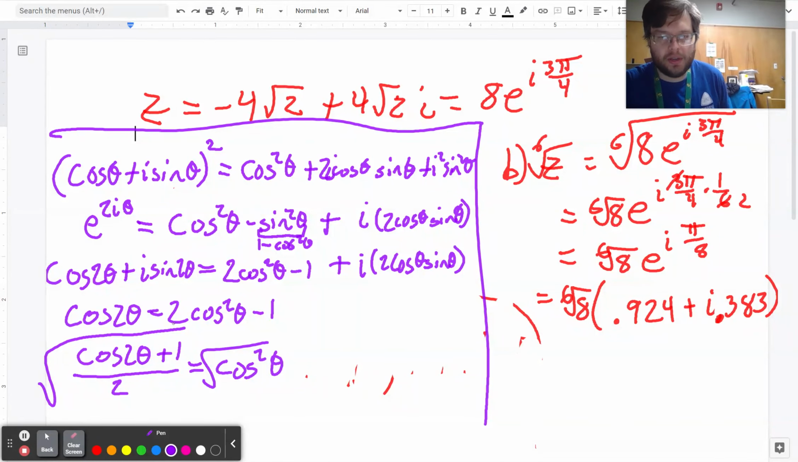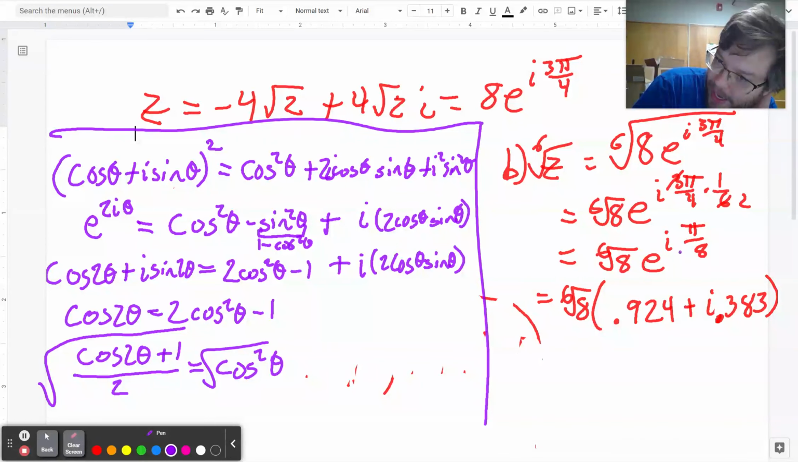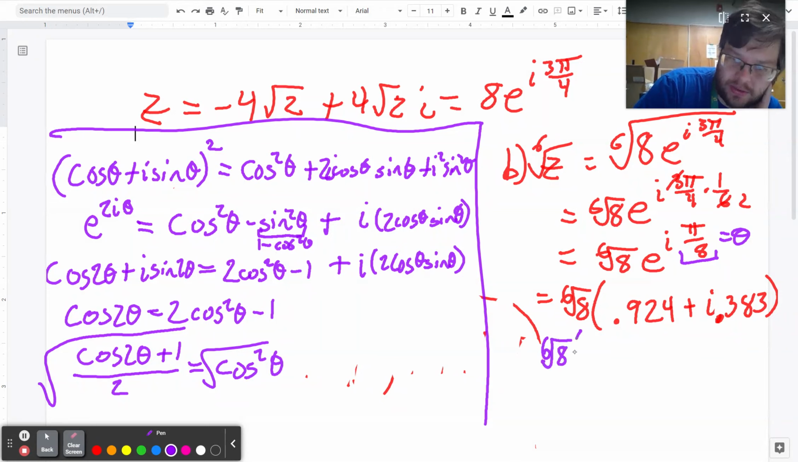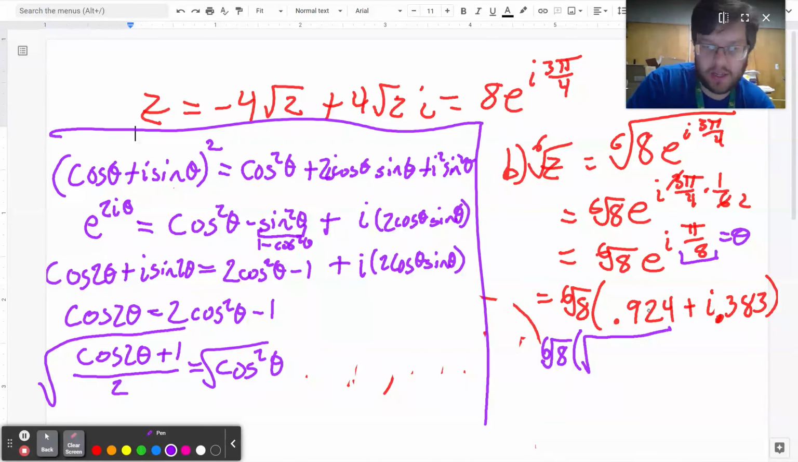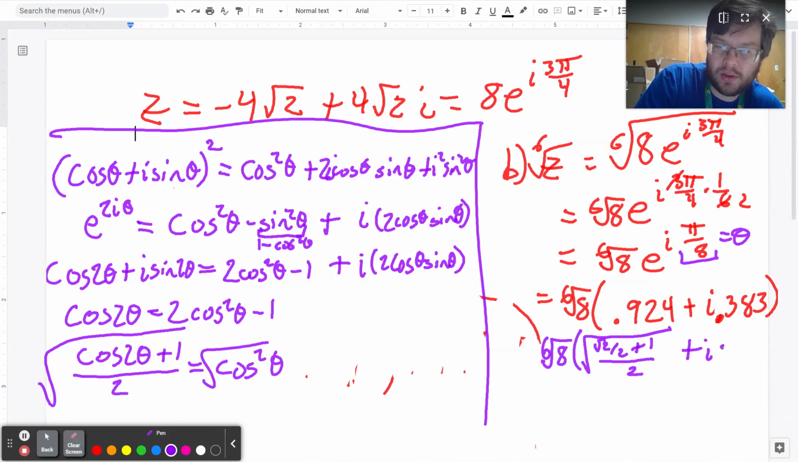So what I know now is when I look at pi over 8 here, I can imagine that as my theta. So I know that the cosine value, I can say it's the 6th root of 8 times the square root of cosine of 2 theta plus 1. So that's cosine of pi over 4. So square root of 2 over 2 plus 1 over 2. And I'm just going to call this i sine of pi over 8 because I'll get to that in a second.